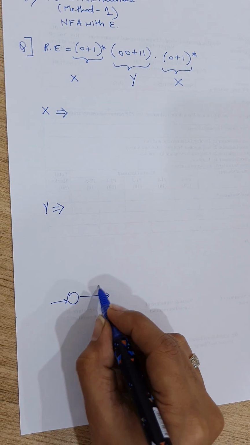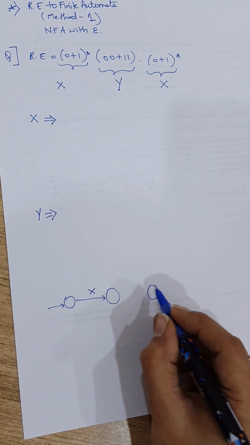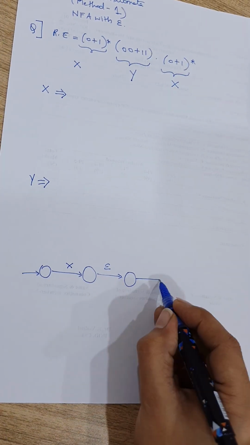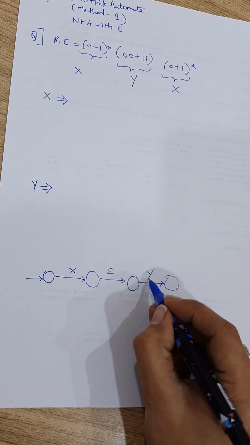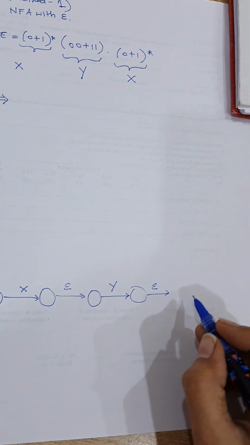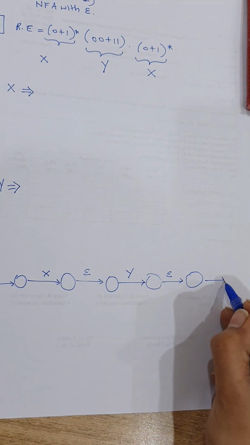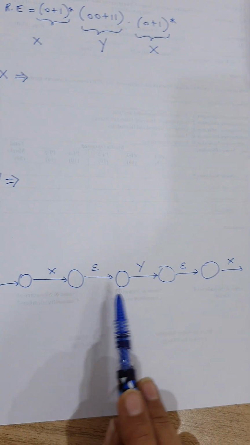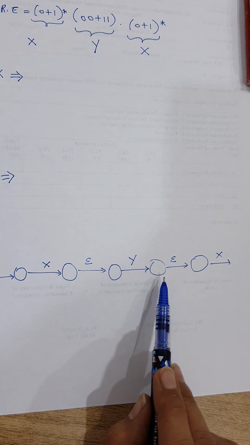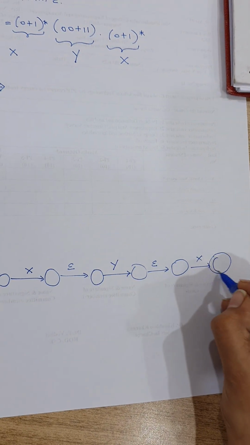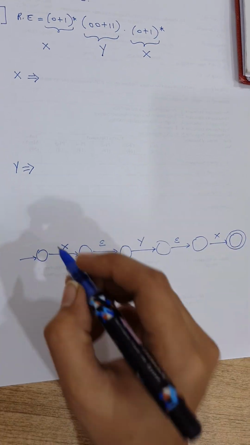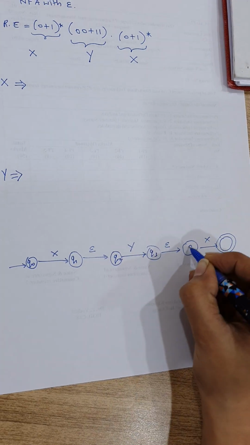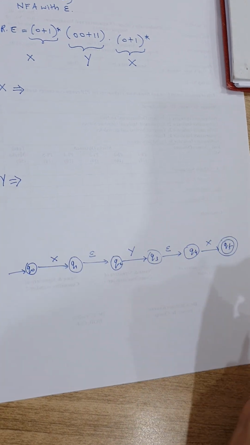So wherein I have X followed by, so we are multiplying this, so there should be an epsilon connection. Next I have Y, then epsilon connection, and followed by X. So this is X, Y, X. So X, Y, X in multiplication connected with epsilon transitions, and I'll go to the final state here. Now you can name these states as you wish to. You can keep the names as you wish.